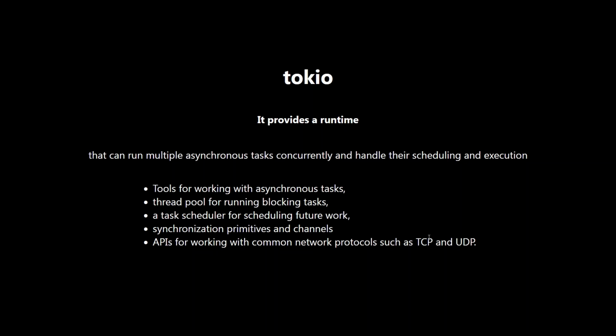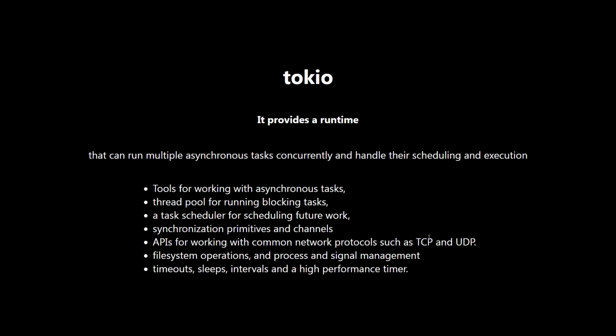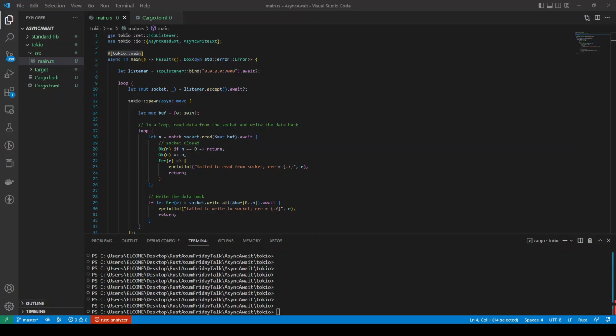It also has APIs for working with common network protocols such as TCP and UDP, file system operations and process signal management, and timeouts, sleeps, intervals, and high performance timers. Let's take a look at a simple example using the Tokio library to understand more.